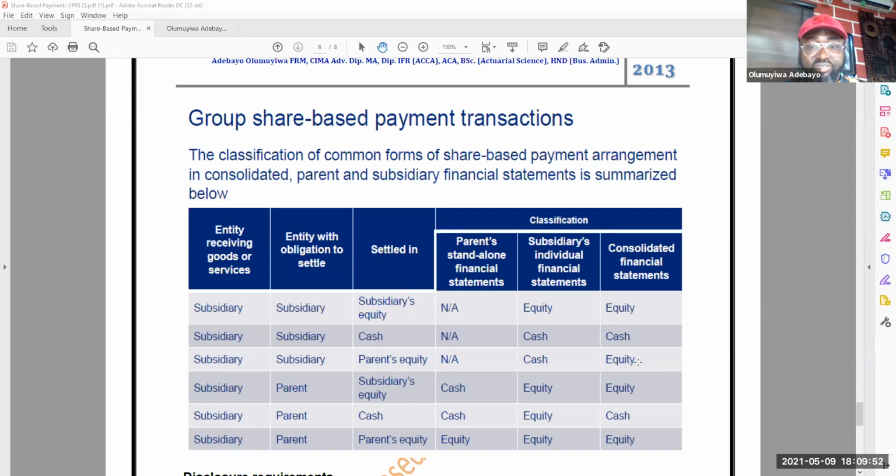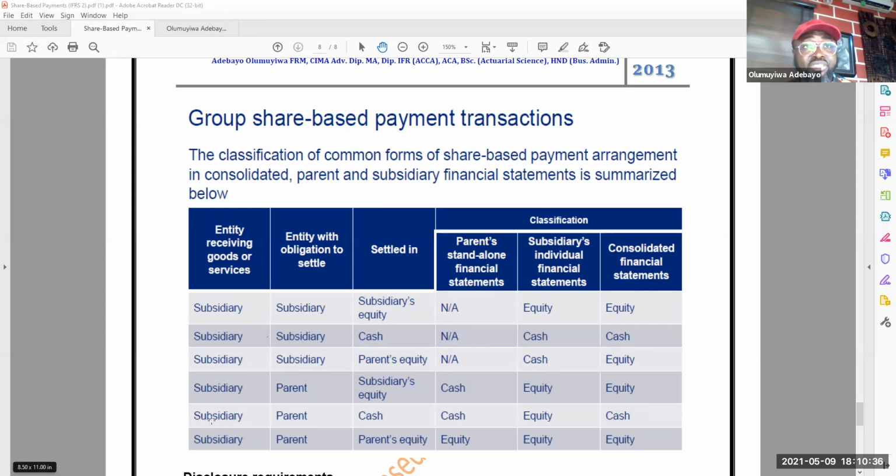Now, what if the subsidiary enjoys the benefit, but the parent is the one granting that scheme to settle? And the parent will settle in the subsidiary's own shares. Therefore, in the parent's book, it will be cash settled because it is not delivering its own shares, while in the subsidiary's account, it will be equity settled. The subsidiary would treat that equity settled share-based payment as an additional contribution of capital by the parent, while in the consolidated, it will also be treated as equity settled.